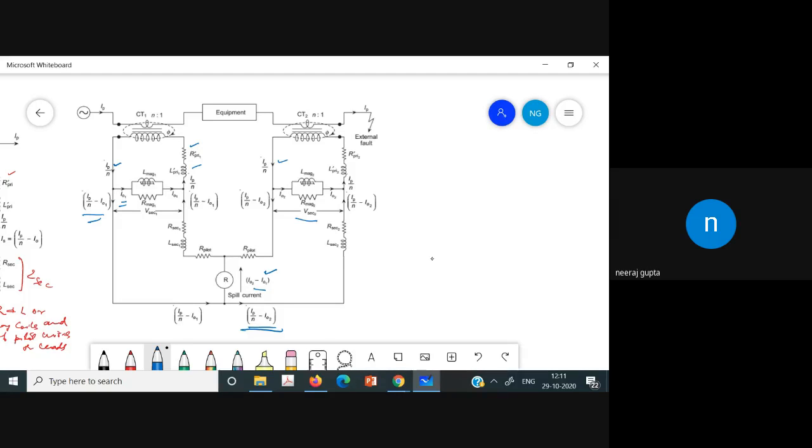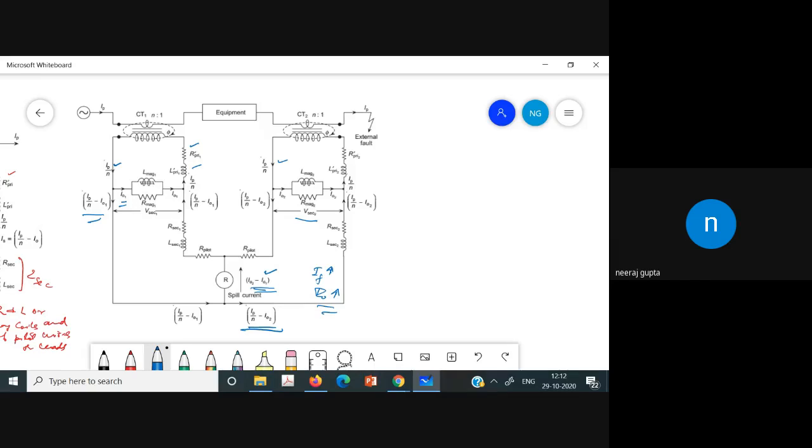From this we will see that it depends on the external fault current. If the external fault current is large, the value of I naught is large, and if I naught is large, then indefinitely we will have the maloperation of the relay. So in the spill path we have the current I naught 2 minus I naught 1. This magnetizing current is more during the external fault in case of an ideal relay.